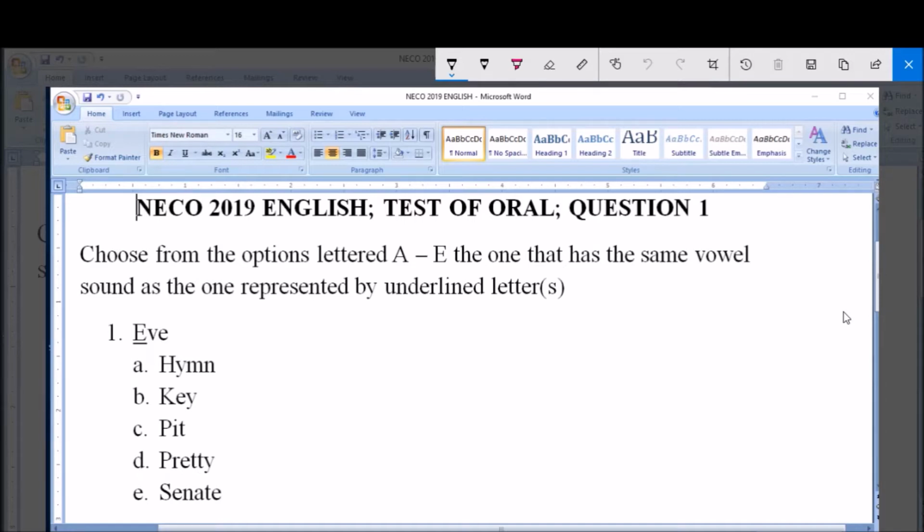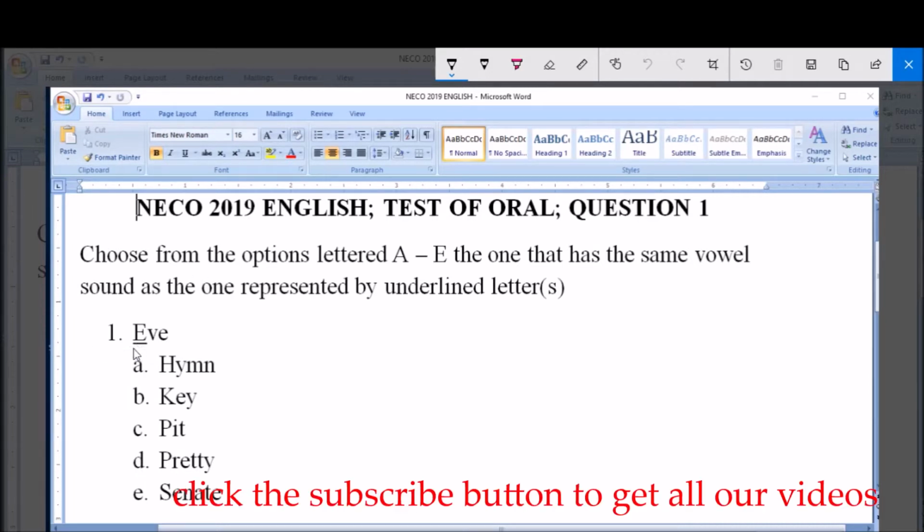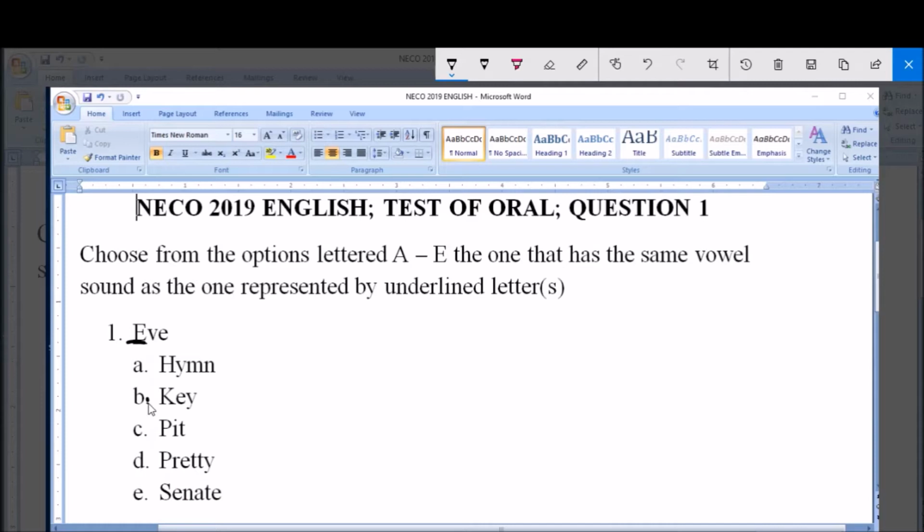Question number 1 says, choose from the options letter A to E the one that has the same vowel sound as the one represented by the underlined letters. So the word here is "if". Then letter E is underlined here. So we have to look at the word among this list of options that contains this sound.